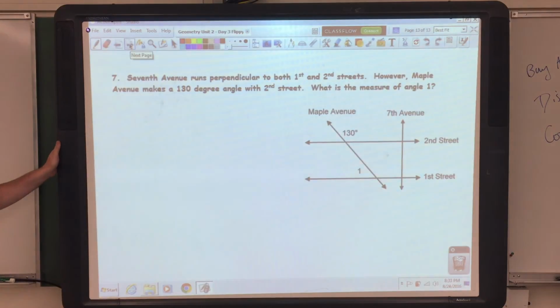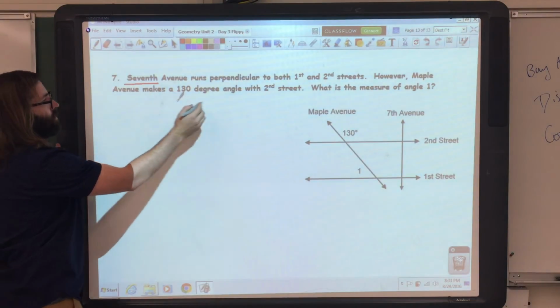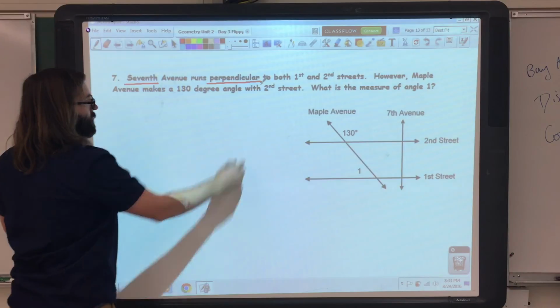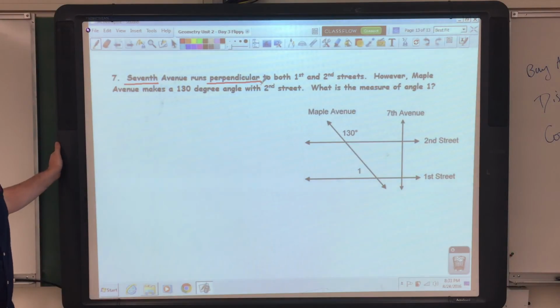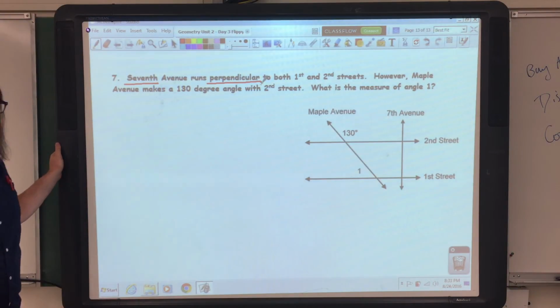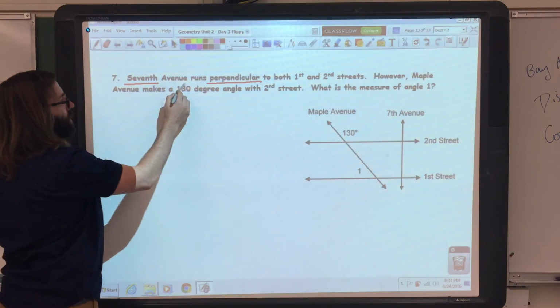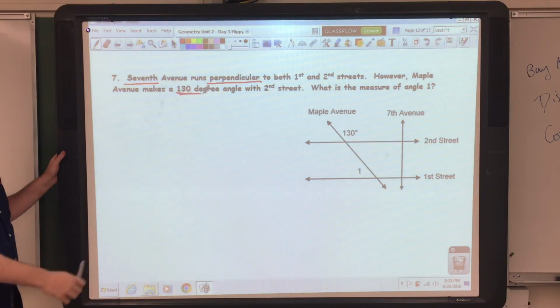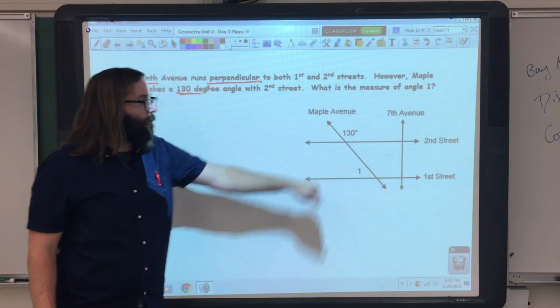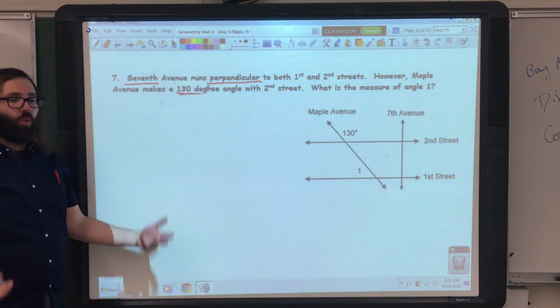Okay, one last problem. 7th Avenue runs perpendicular to 1st and 2nd Street. However, Maple Street makes a 130-degree angle with 2nd Street. So it's labeled right here. We have to find what angle 1 is.